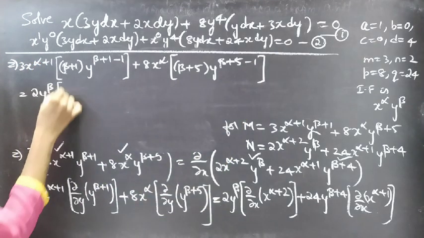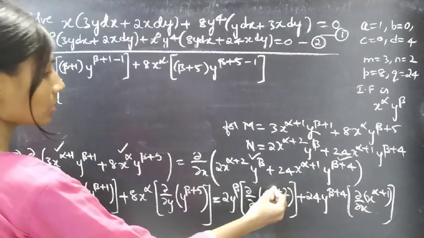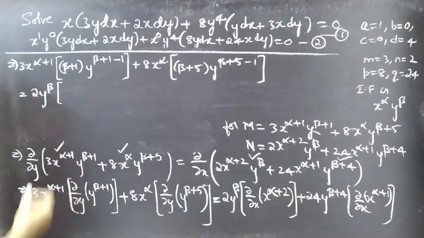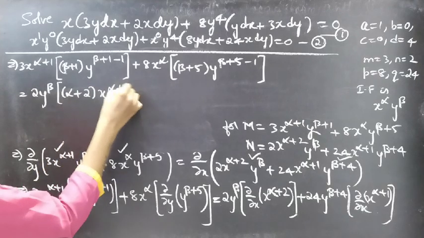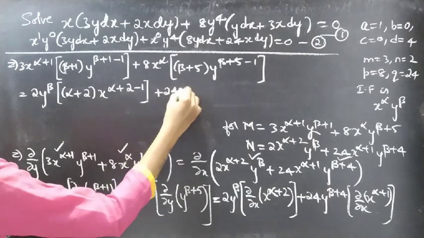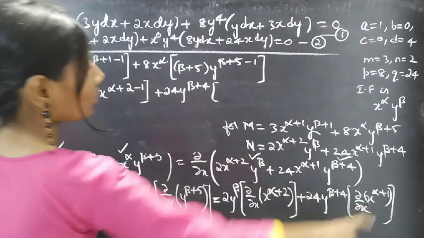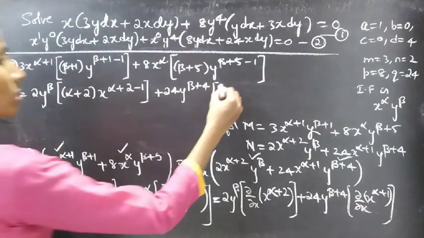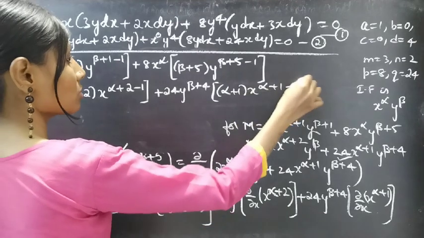2y^β into the partial derivative of x^(α+2) with respect to x, which is (α+2) x^(α+2-1), plus 24y^(β+4) into the partial derivative of x^(α+1) with respect to x, which is (α+1) x^(α+1-1).